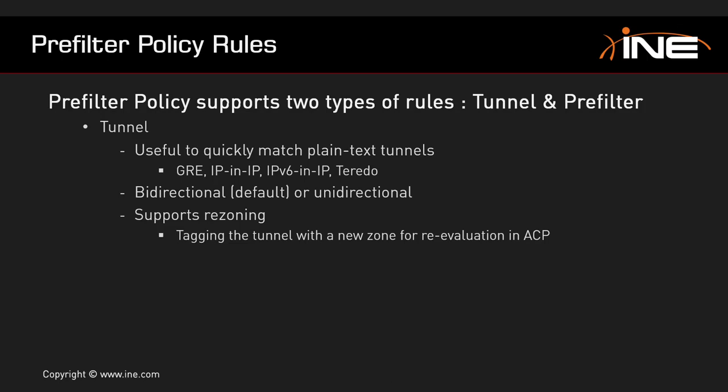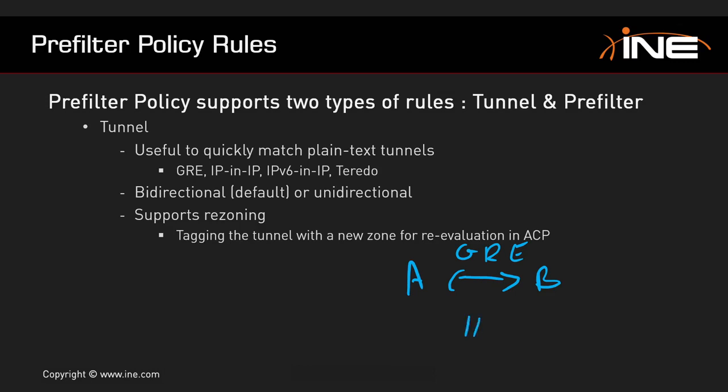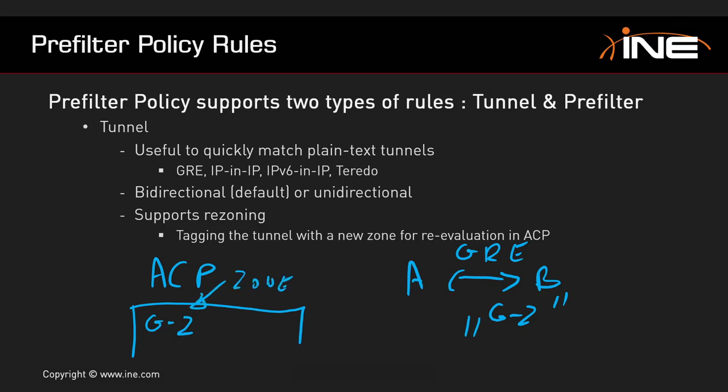Okay, this type of rule also supports what is known as rezoning, which is just a method of assigning tunneled packets to a new security zone, which can then be used in your access control policy as a condition. So for example, when you build a tunnel prefilter rule to match all GRE communication from A to B and also from B to A, like bidirectional flow, and then you say that you want to rezone this communication to a special zone, let's say GZ, then when you get to the access control policy, you will be able to build a rule that is based on that GZ zone rather than, let's say, inside, outside, or whatever else those endpoints belong to.